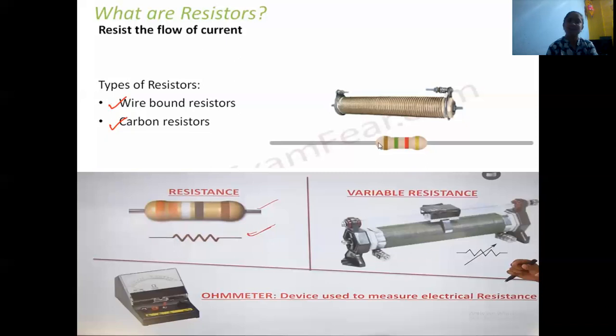They are very small bits, but when we put them in a circuit, they try to resist the flow of current. When we look at this resistor, you can see that it is a very small resistor, but it opposes the flow of current too.